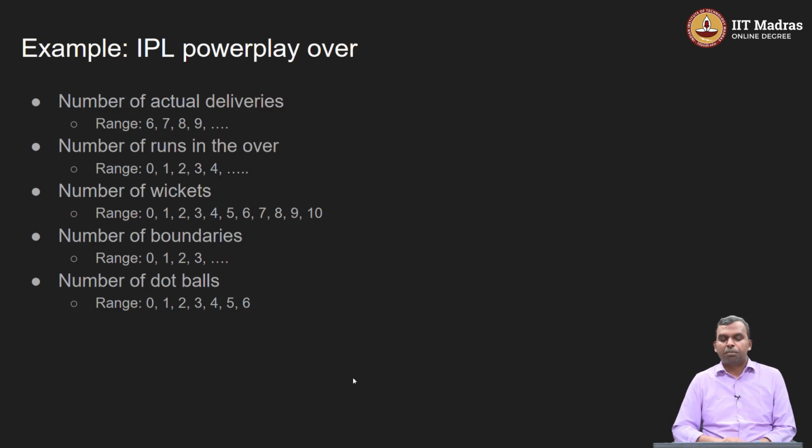Let's start looking at some of the random variables we defined in the previous lecture. Number of actual deliveries in the over. We know that the range here will start with 6, isn't it? In an over in cricket, you cannot have less than 6 deliveries. So it starts with 6, but it need not be always equal to 6. It can be 6, it can be 7, it can be 8, it can be 9. How large can it possibly be?